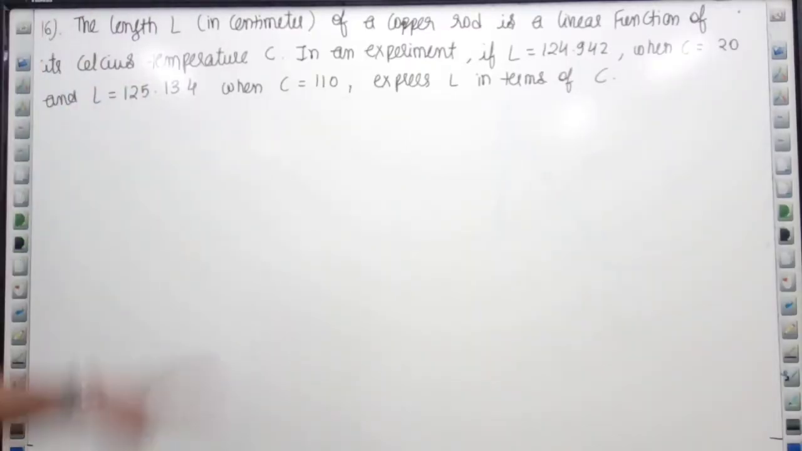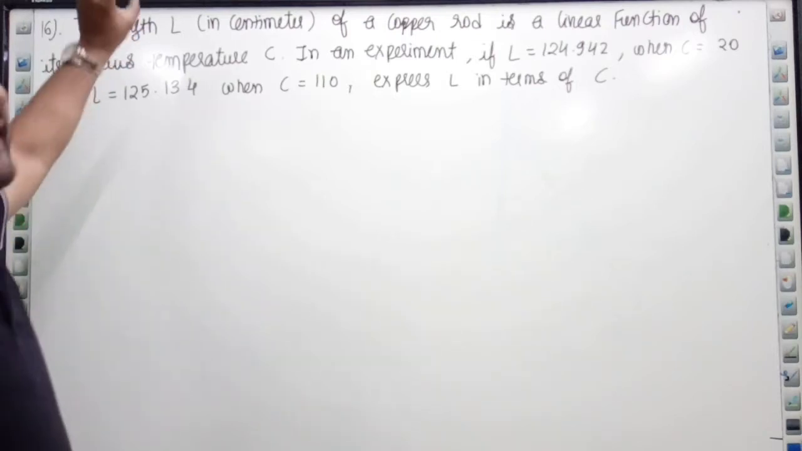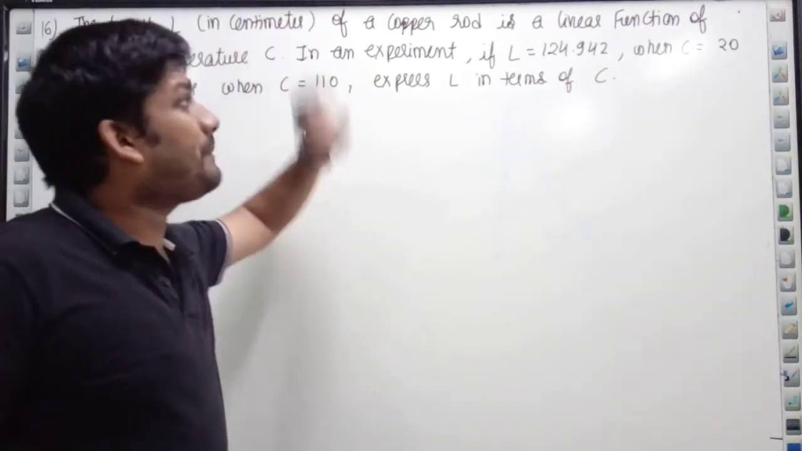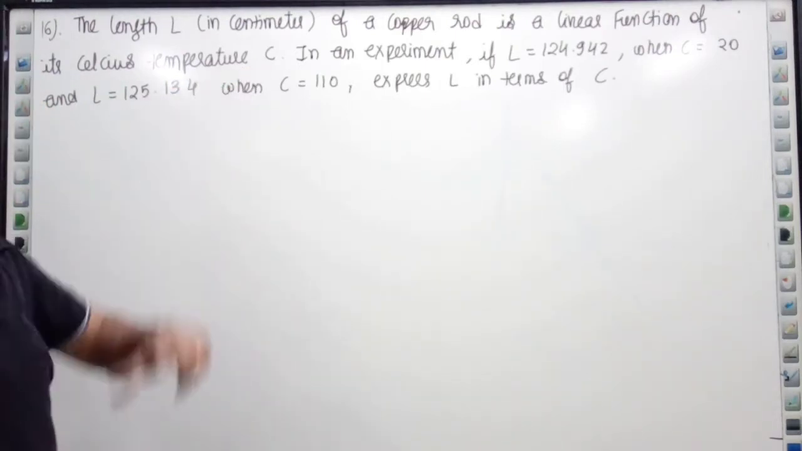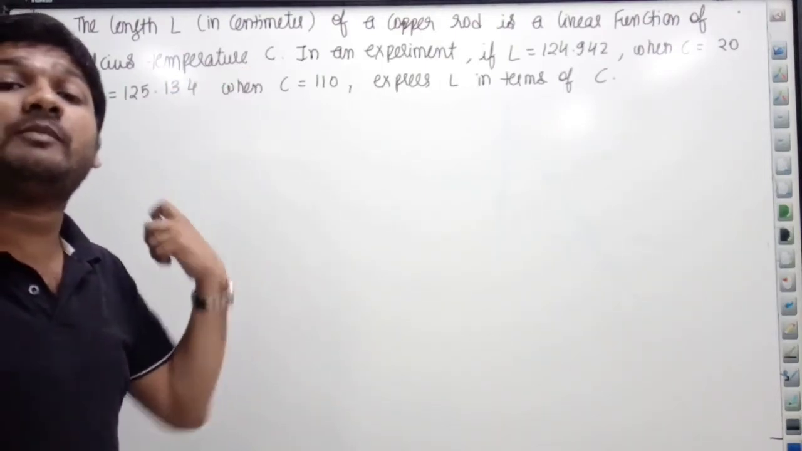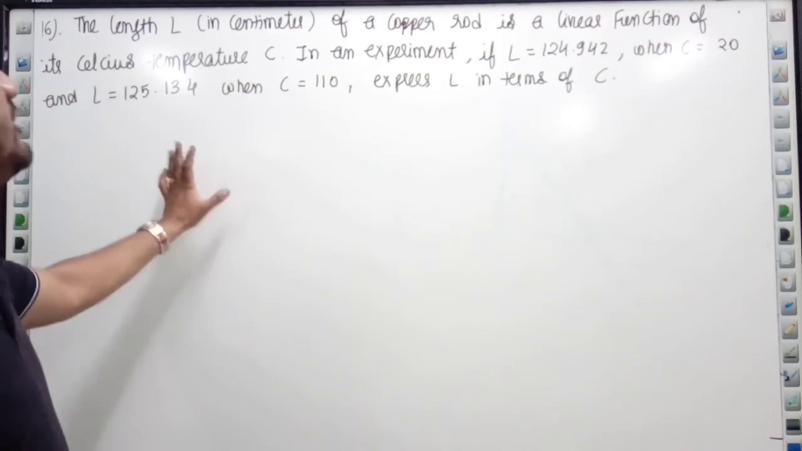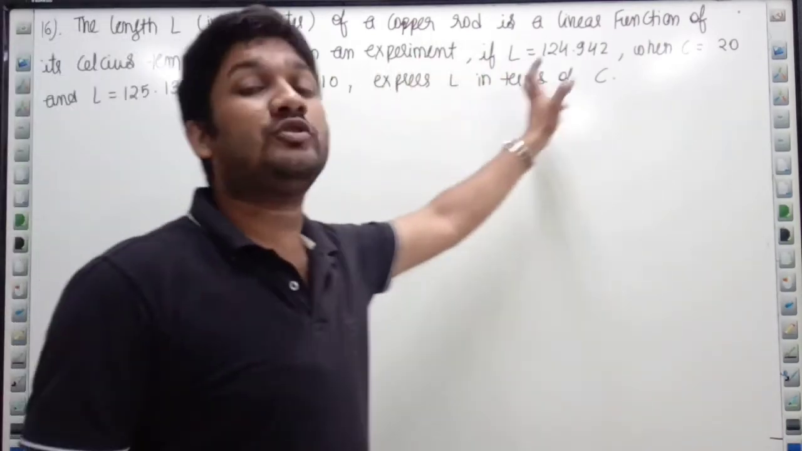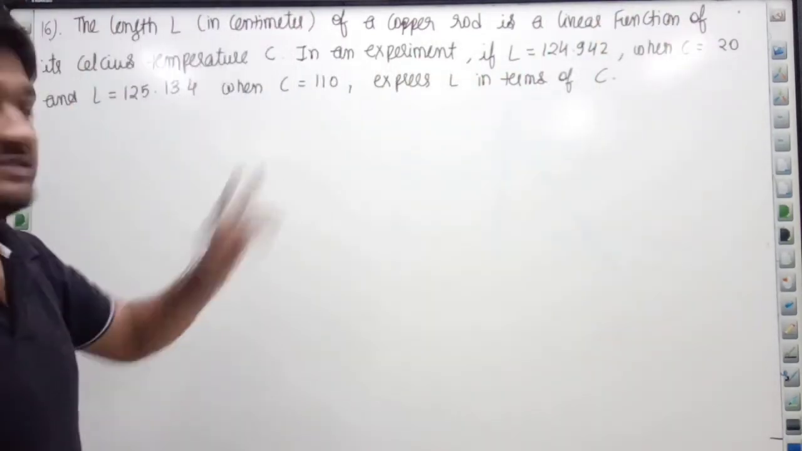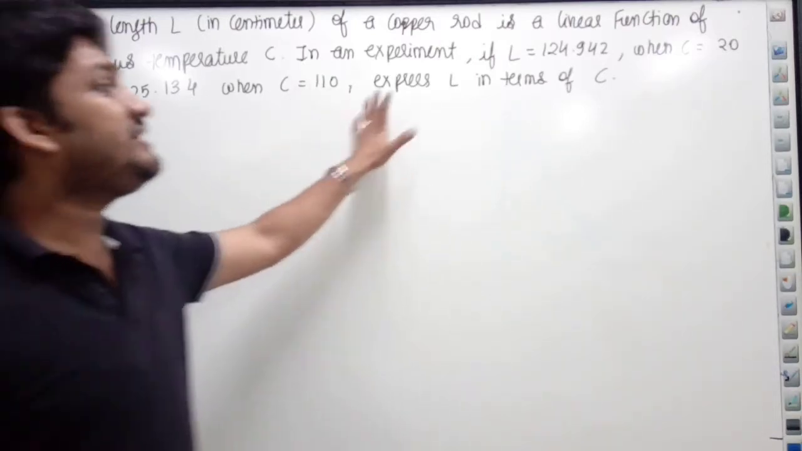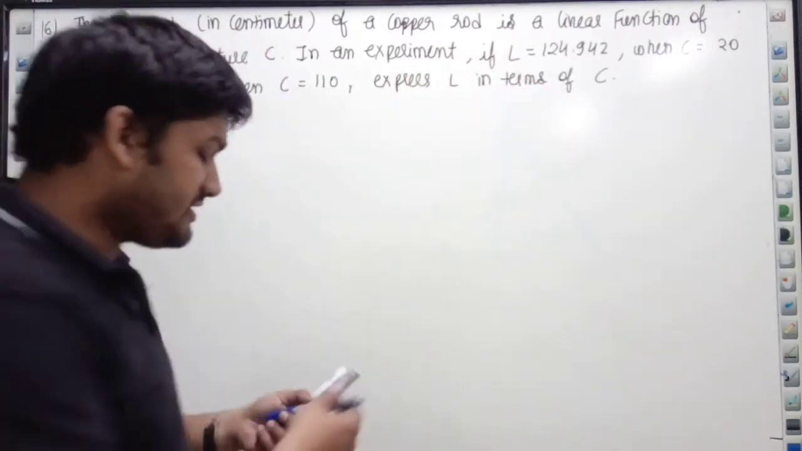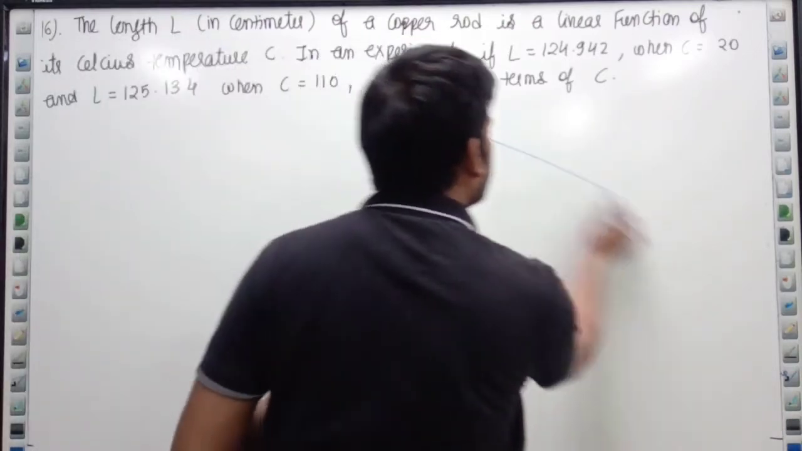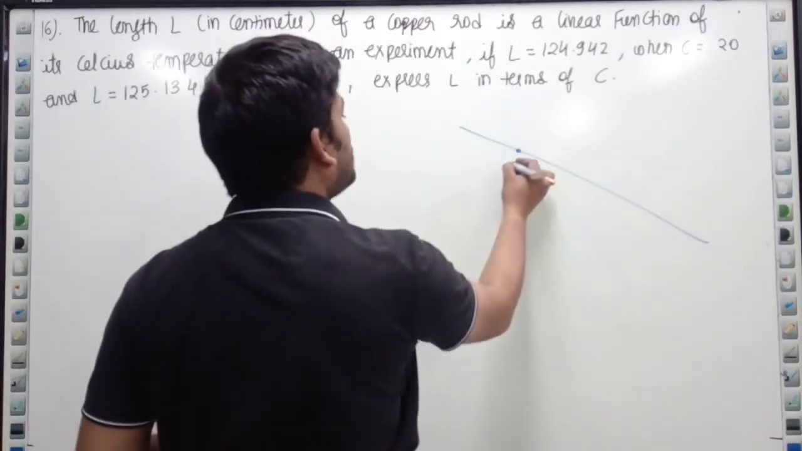Now in question number 16, the length L in centimeter of a copper rod is a linear function. Right? Linear function, this line is very important, means it will be in the form of a straight line. And what we know in an experiment, we know the value of L and C two times. Can we express L in terms of C? Means we have to express, the question is asking. Now just think about it. We have a function like a linear equation, like 2 points.